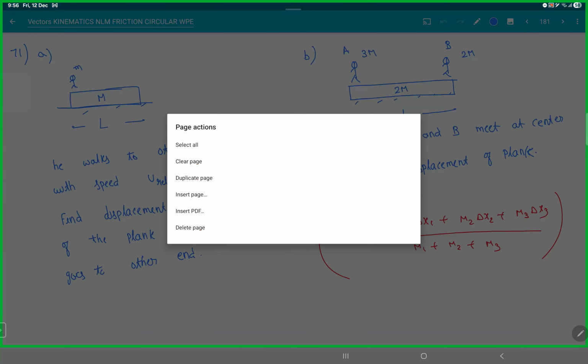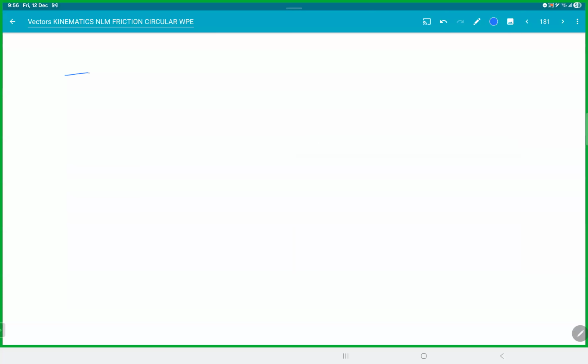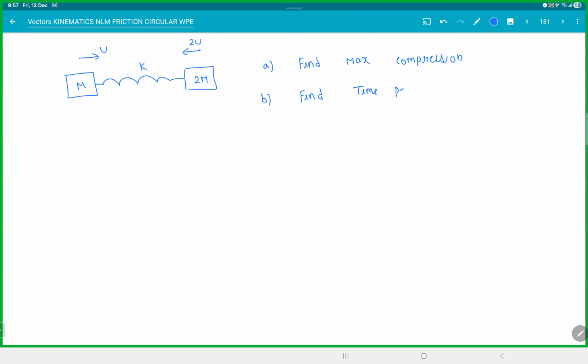Then before going ahead, let's do another one. This is another good one. Let's say this is going with u, and let's say this is going with 2u. Find max compression. Find time period. Find amplitude of the blocks. Find energy of oscillation.